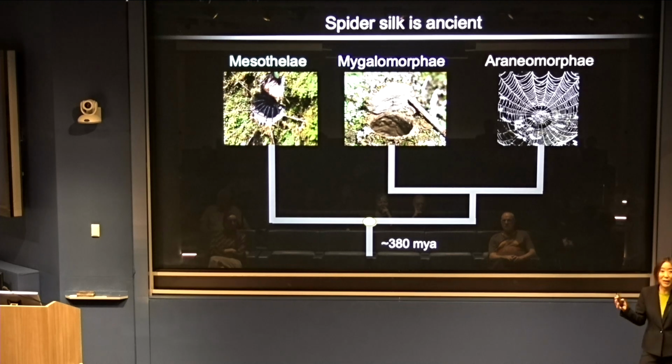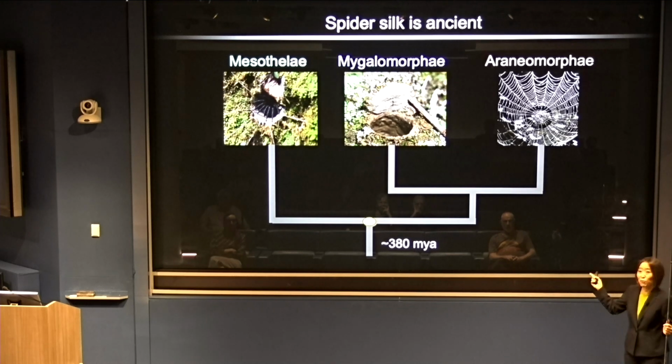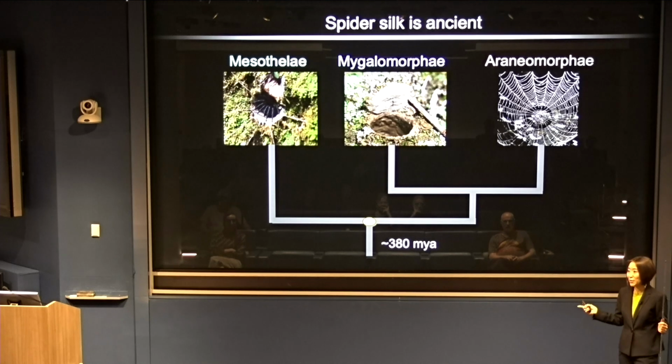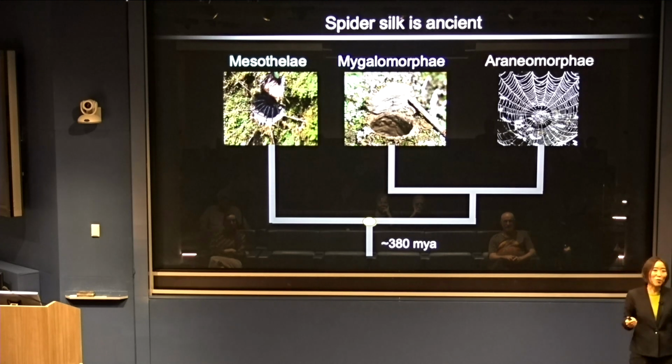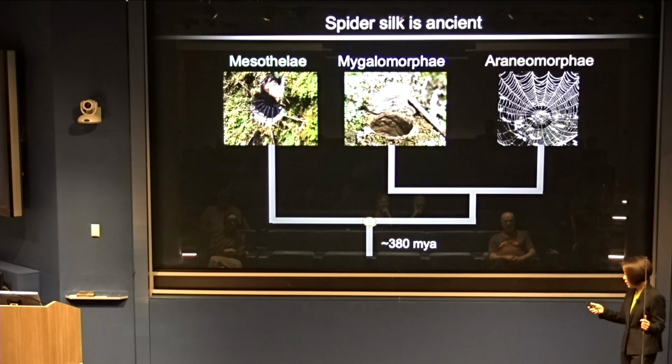And if you look at the age of our oldest spider fossil, spiders have been making silk for well over 300 million years, and that's part of why silk has been really optimized so much over time. There's just been an enormous amount of evolutionary time for these silks to have diversified.